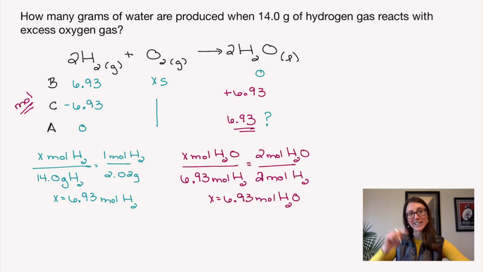I've now completed the next step. Only one remains. This question asked for how many grams of water were produced. And so now what I'm going to do is convert from moles of water to grams of water using the molar mass of water.